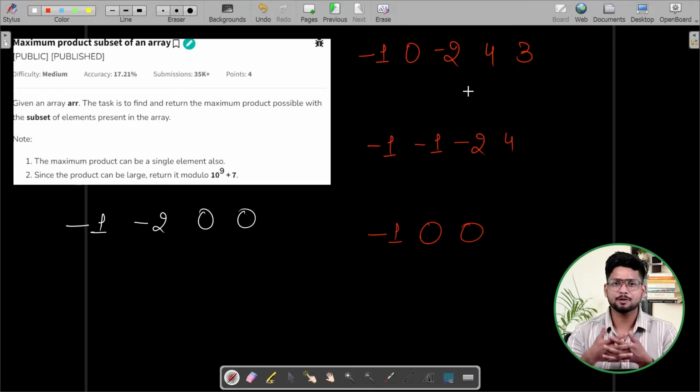Today we are going to solve the problem of the day, that is going to be maximum product subset of an array. So firstly we will understand the question, then we will find the approach of the question, then we will see the code of the question. So let's move on to our computer screens and start the question.